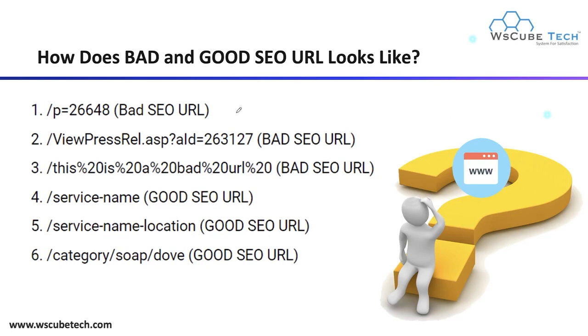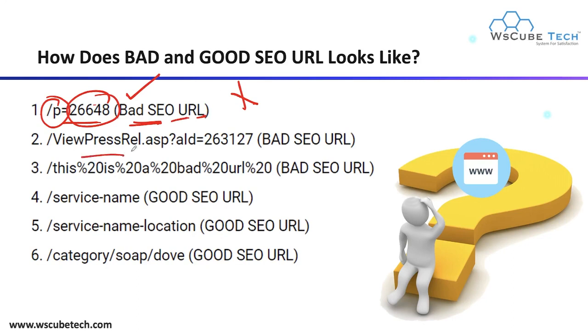Here, just look at some examples. This is your first example. Here you can see that we have some text, then we have some numbers. Can we understand what information this particular code is trying to say? The answer is no. So this is your bad SEO URL.